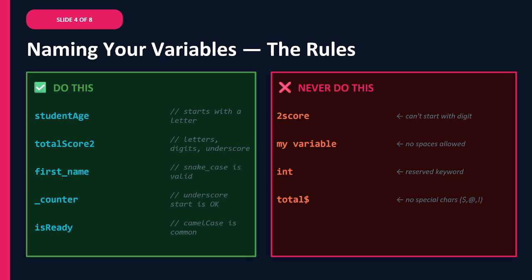Now, naming rules. The left side shows all valid names. Letters, digits, and underscores are fine. Starting with a letter or underscore, that's good. On the right, they won't work. You can't start with a digit. Spaces aren't allowed. Just having int by itself won't work because it's a reserved keyword. And no special characters like dollar signs, at signs, or exclamation points. So, my rule of thumb: if it looks like a normal word or phrase with no spaces or symbols, you're probably good.